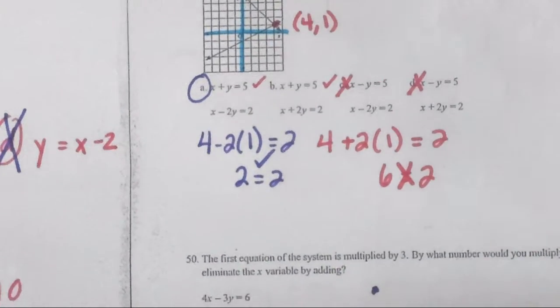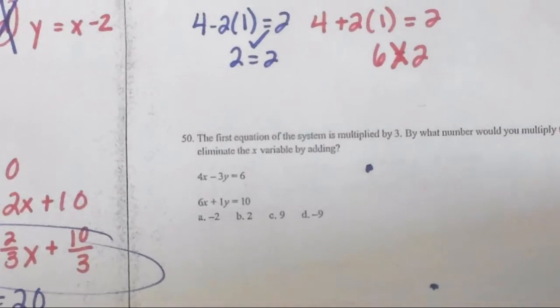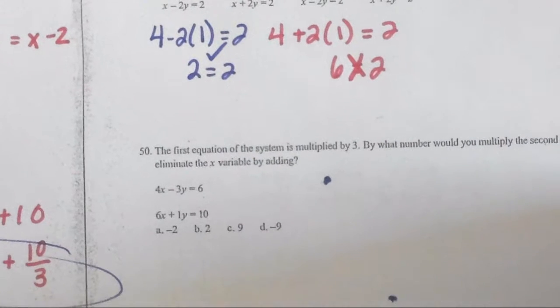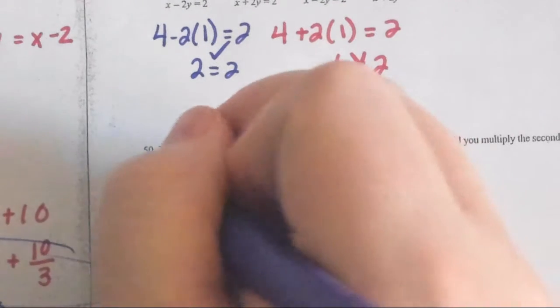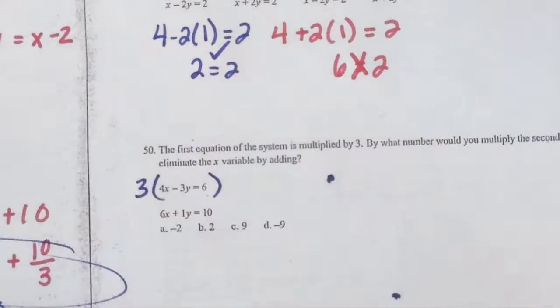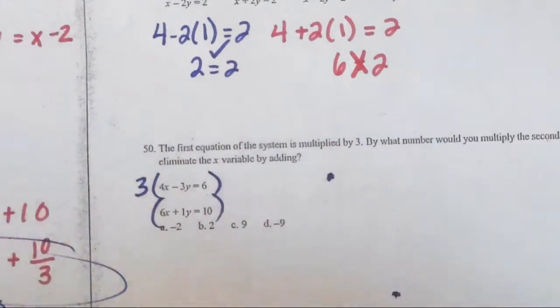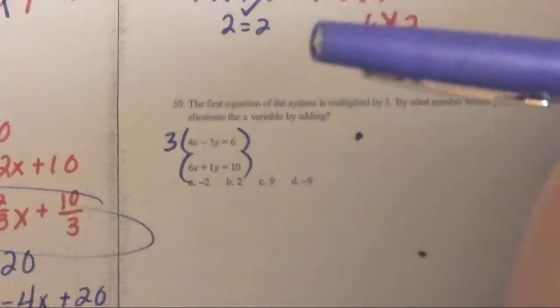Okay, and then I'm loving 50, because I was trying to figure out how on earth a multiple choice question would force you to do elimination. And then I read 50, and I was like, oh, okay. That's how they force you to do elimination and substitution and everything but graphing. It says the first equation of this system is multiplied by 3. By what number would you multiply the second equation to eliminate the x variable by adding?